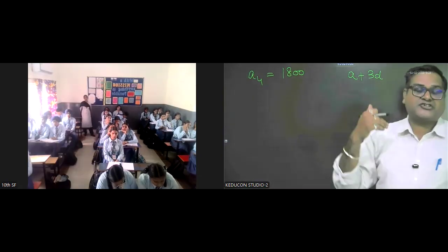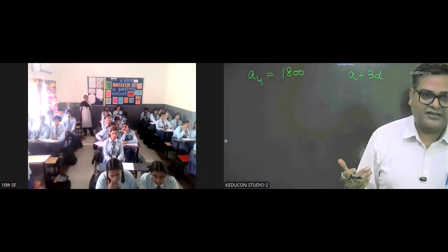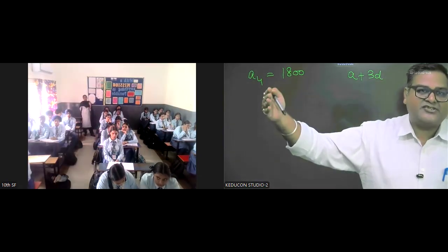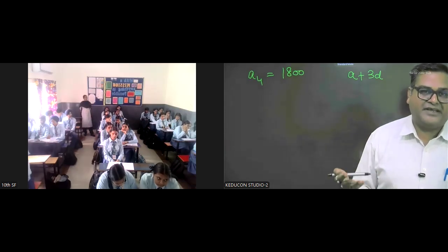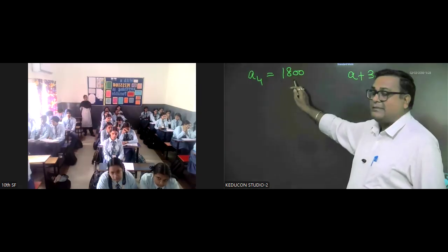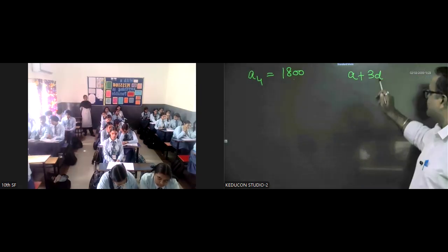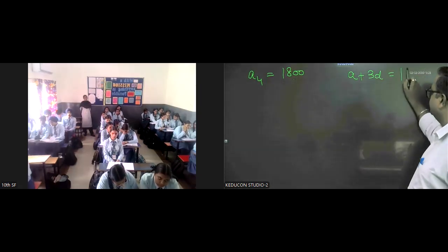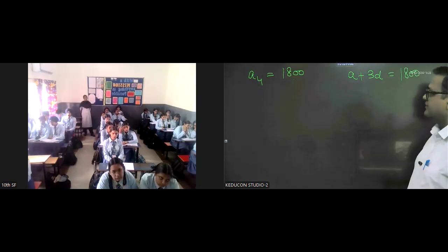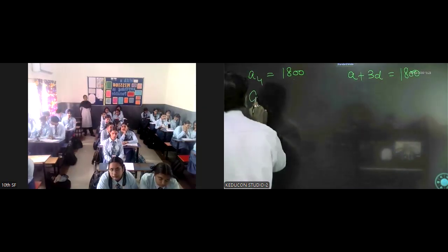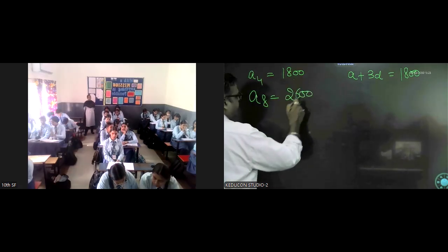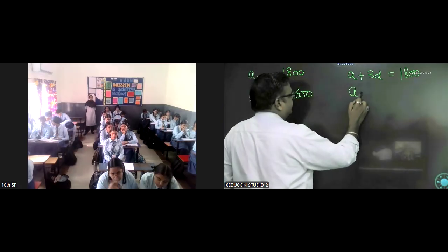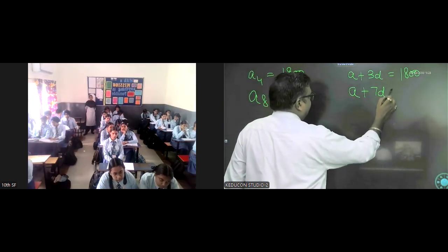As the production increases uniformly, every year it increases by the same number. Therefore, we will assume this as an AP, and this will be the fourth term of the AP. So what is the fourth term? A plus 3D. Next, he has given A8 should be 2600. What is A8? A plus 7D.